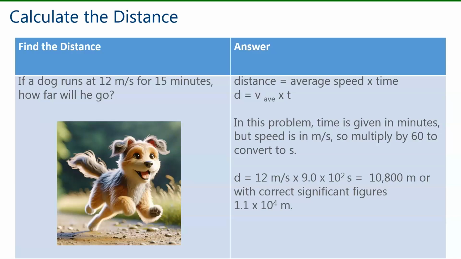The reason I wrote this in scientific notation was to keep my significant digits at 2. This gives me 10,800 meters, or with the correct significant figures, that would be rounded to 1.1 times 10 to the 4 meters. The dog ran 1.1 times 10 to the 4 meters, or 11 kilometers in 15 minutes.